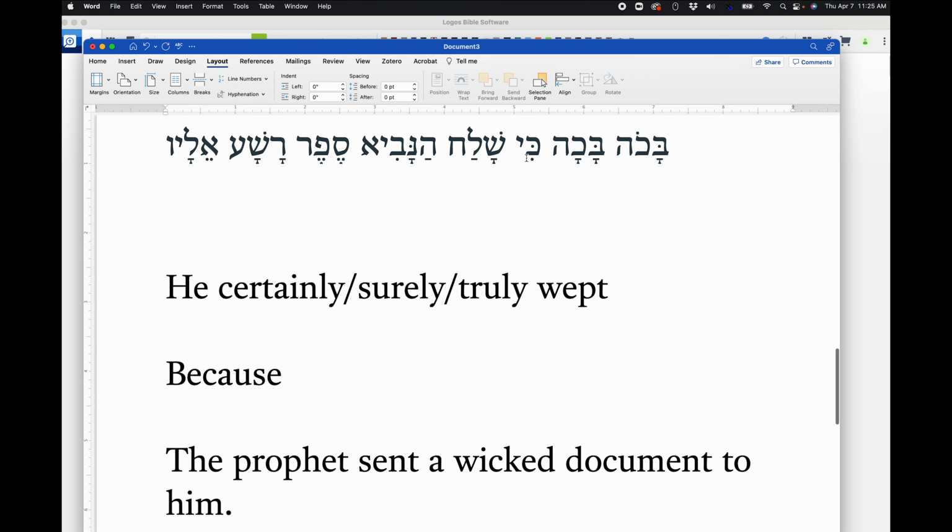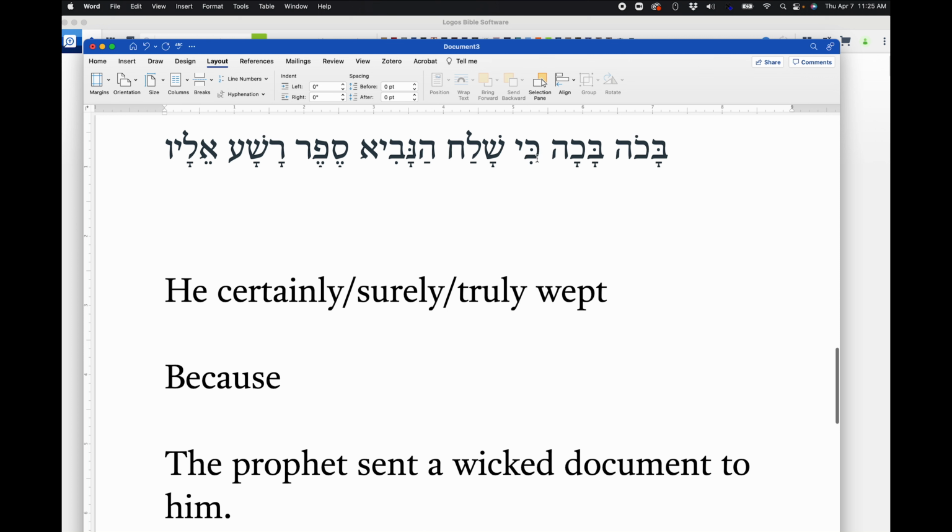Then we get the explanatory clause marked by the ki. Why did he weep? Because now we've basically got another Hebrew sentence built in. This embedded clause here, we've got our verb. Now this is not the main verb, this is the dependent clause, the dependent verb. But again, it's he sent. Who sent? The subject, the prophet sent. What did he send? A wicked book, not the wicked book, that's why we don't have the et, but he sent a wicked book, and then we've got elav. What does elav do? It modifies his sending. Where did he send it? Elav, to him.